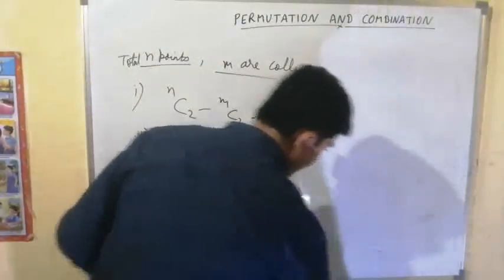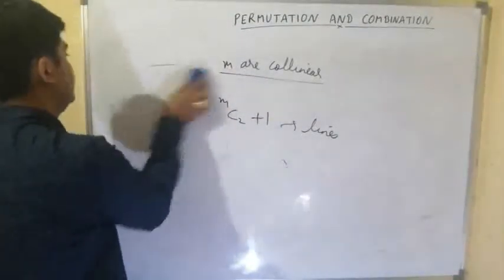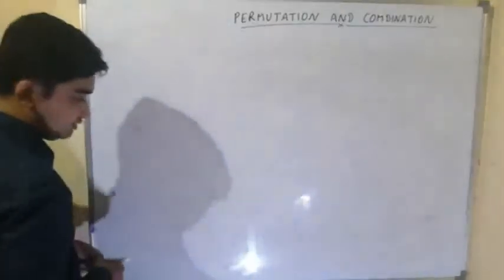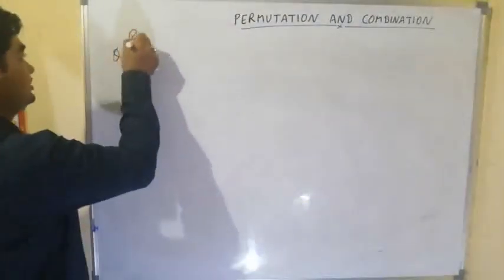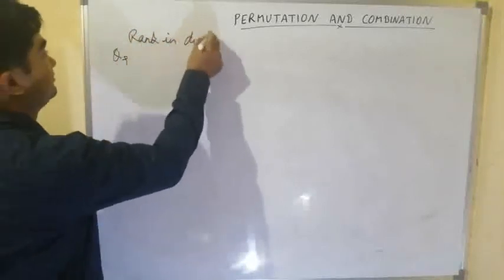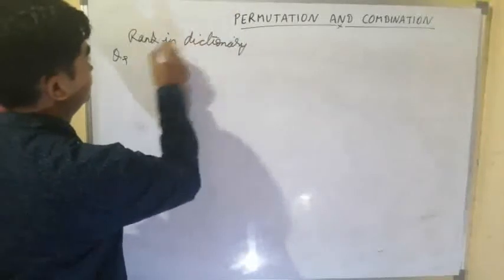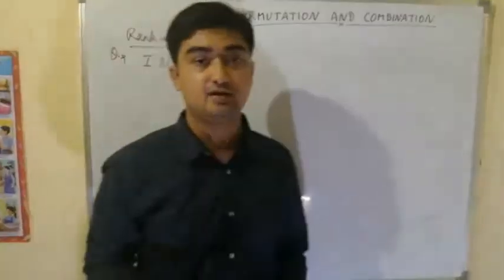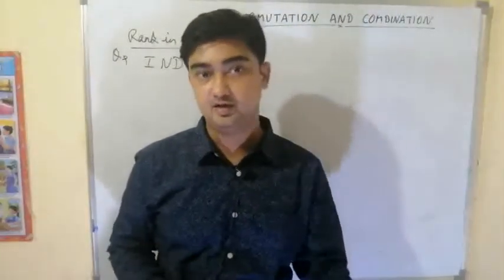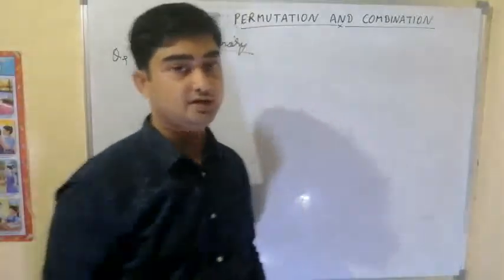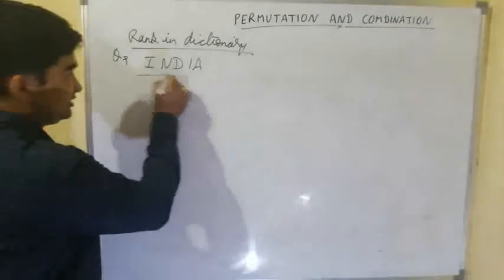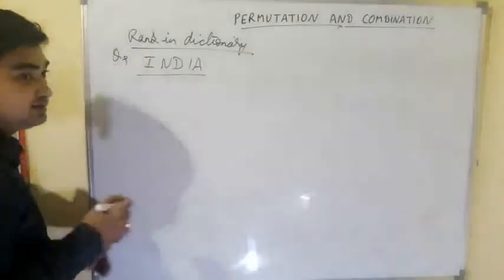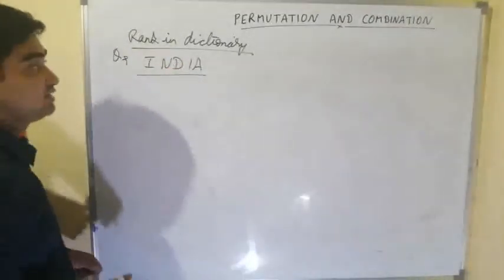Now another kind of problem we can get in permutation and combination is rank in dictionary. We will do one example here. We know in a dictionary all the words are arranged in alphabetical manner. First words with A will come, then words with B, then words with C, like that. So we will see what is the position of INDIA in the dictionary among the words made of these 5 letters I N D I A.